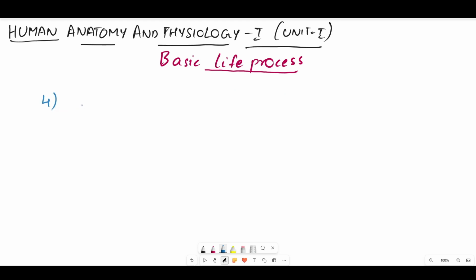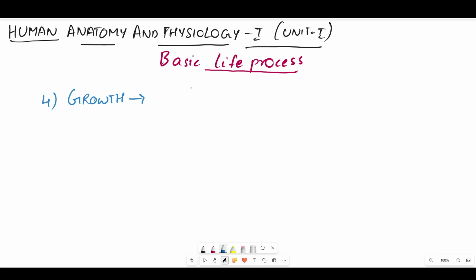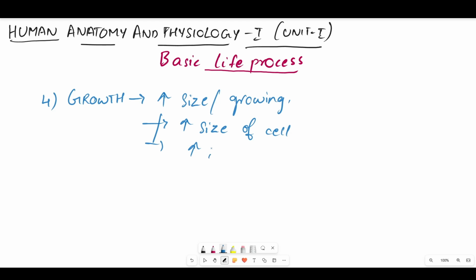Coming to the fourth one, which is growth. Growth is nothing but increasing in size, or simply growing. There can be an increase in the size of a cell, or an increase in the number of cells. Either is growth.